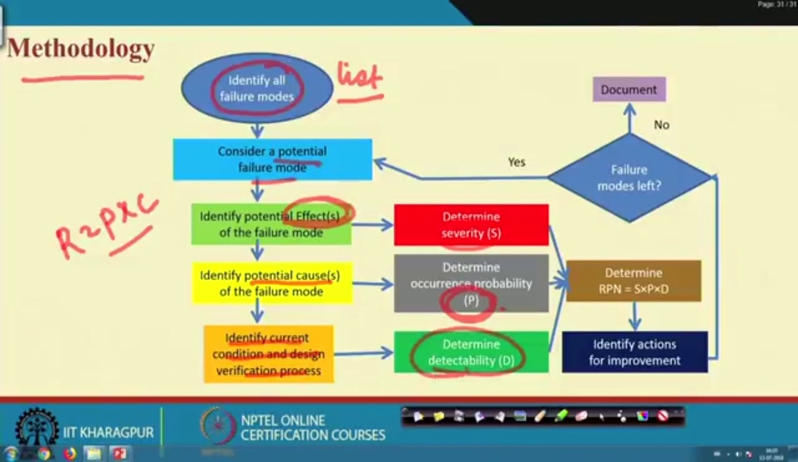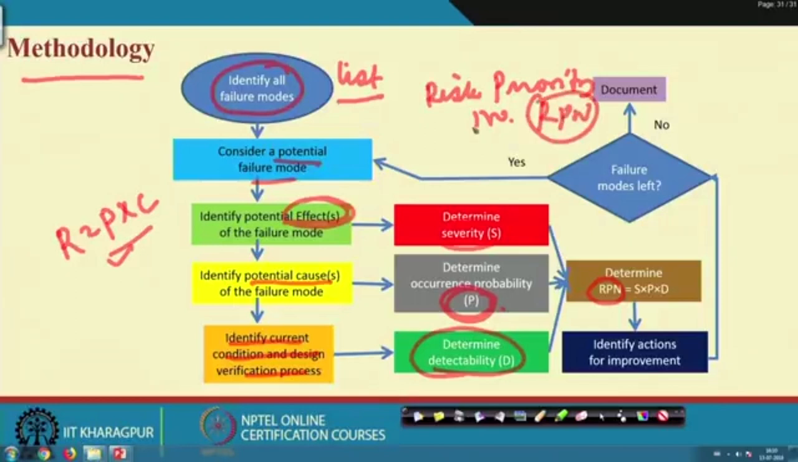Then we are calculating risk, but not in this formula. We are saying RPN, meaning risk priority number. Instead of R, we are writing RPN, which is the multiplication of these three: severity, probability and detectability. For every failure mode, you find out this RPN. When we discuss the scale for detectability, severity and probability, you will find out how this multiplication is done, and why this multiplication is done also. That part we will be discussing later.